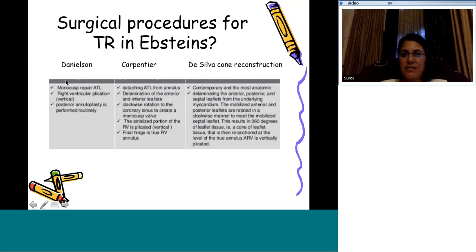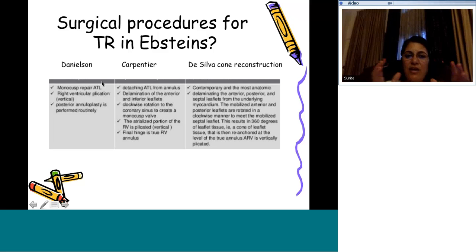So you've got the Danielson, okay, which is basically putting a monocusp and repairing the ATL, and all of them involve some kind of plication of the right ventricle. Then you have a Carpentier, and you don't need to, as PD cardiologists, at least know all the details, but you need to know there are multiple options. So in Carpentier, you detach the ATL, and then you rotate it and create a valve and reposition it. And then you have your De Silva cone reconstruction.